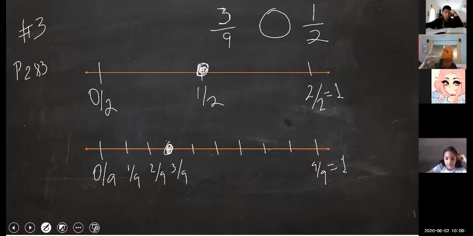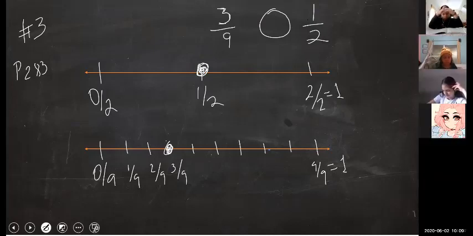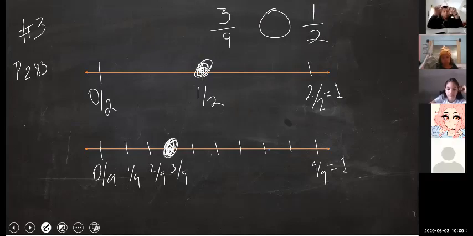1/2 or 3/9? Margie, what fraction is the greatest? 1/2 or 3/9? Margie, ¿cuál es la que está más cerca de llegar al uno? ¿Cuál de esas pelotitas está más cerca de ser uno? 1/2. That's good. That's excellent. 1/2 is the bigger fraction in this case.